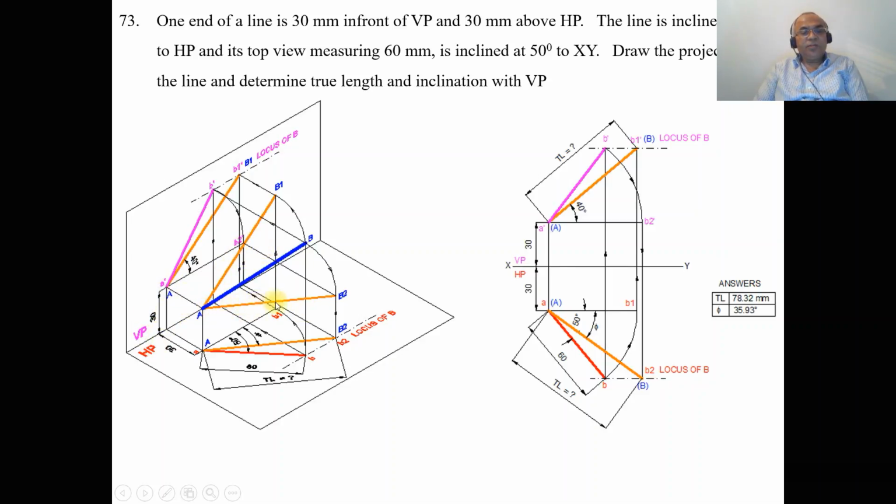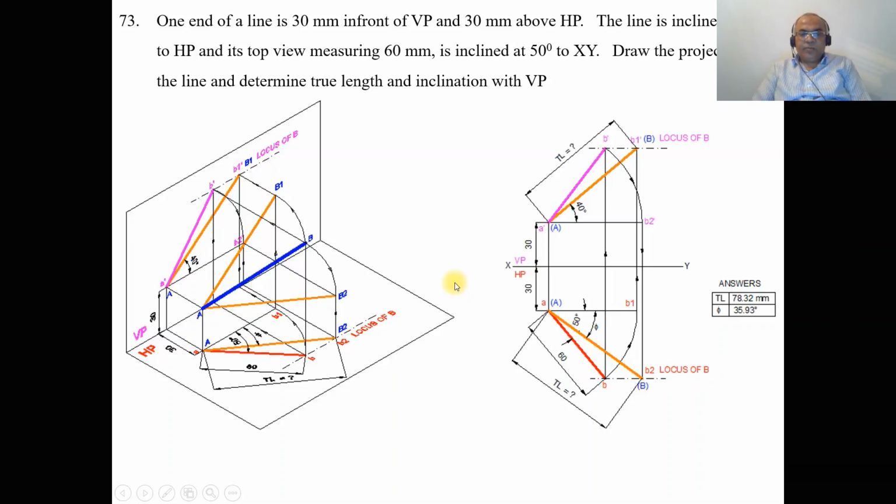So that is what we have shown here. Both A and B2 are above HP by 30 mm. So when you are looking from the top view, that image is projected here. So naturally this is going to be AB2. So that means when you look from the front view, that projection has been shown here. When you look from the top view, that projection is shown here, so that it is going to cut the locus of B. So this is how we will be able to analyze this problem in 3 dimensions.